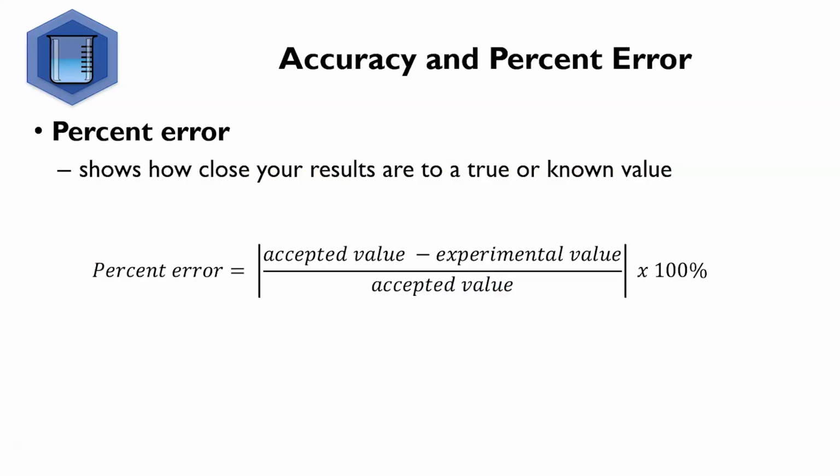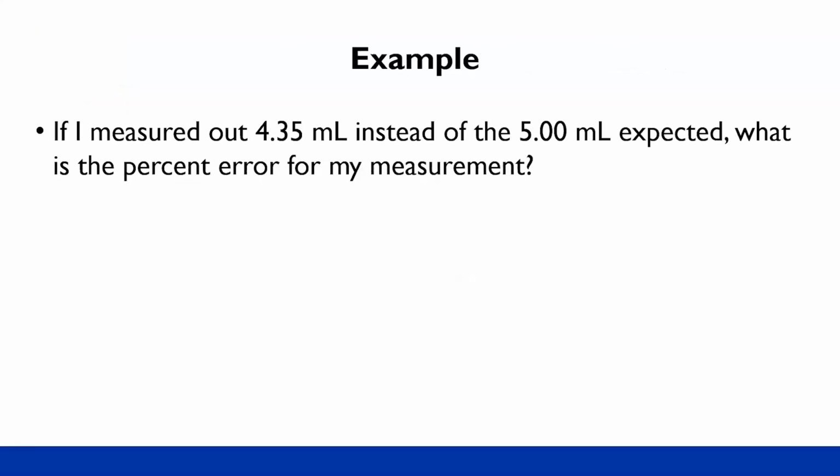If, on the other hand, you have some kind of known value for your measurement, for instance, like the mass of a standard weight and your measurement, you can calculate a percent error. The percent error is defined as being the accepted value minus the experimental over the accepted value. And you're going to take the absolute value of that. So let's look at an example. If I measured out 4.35 milliliters instead of the 5.00 milliliters expected, what is the percent error for my measurement?